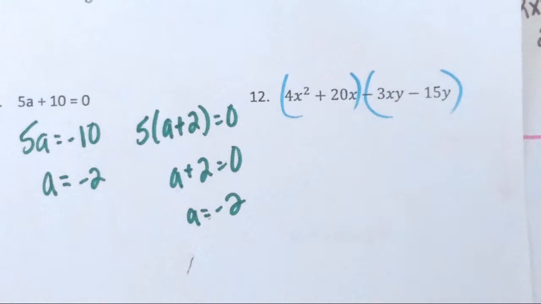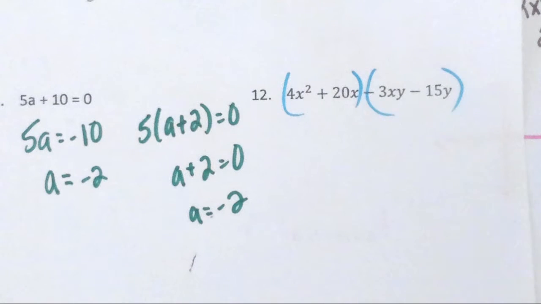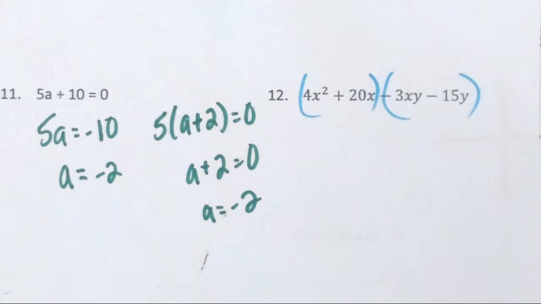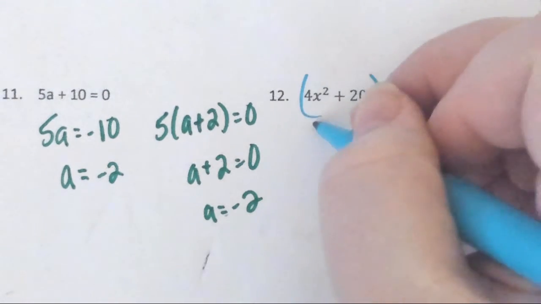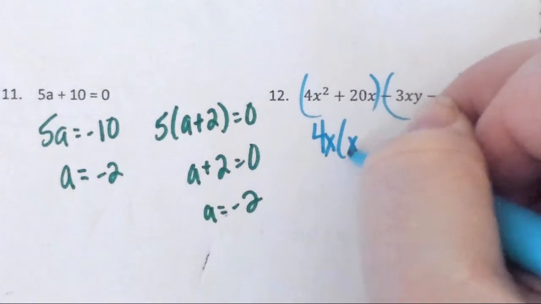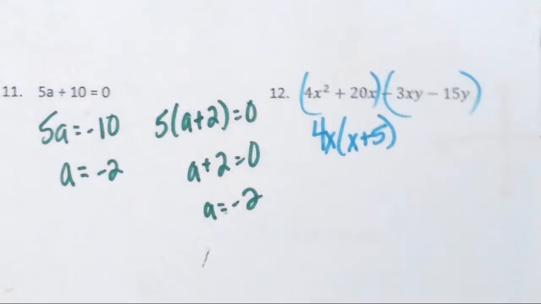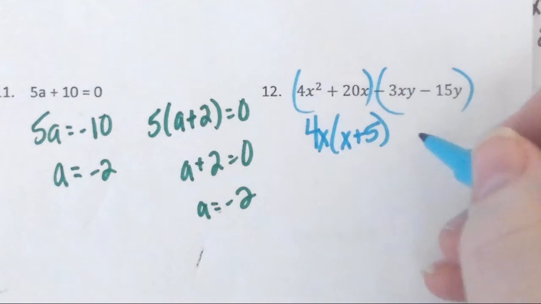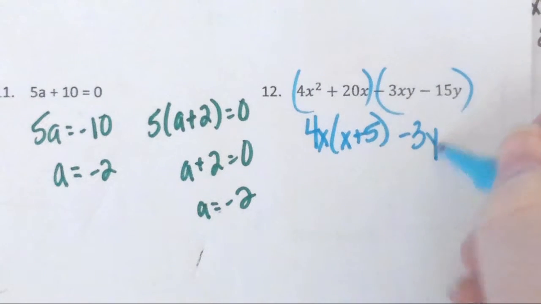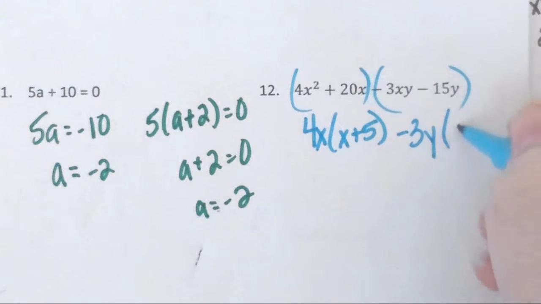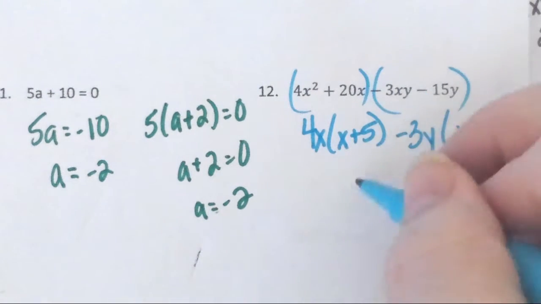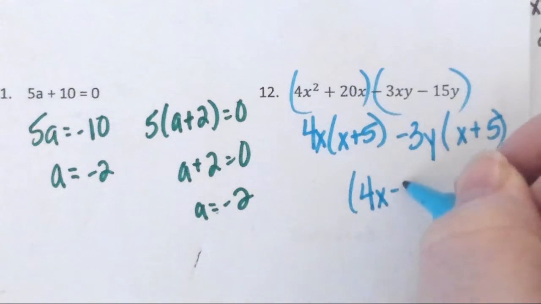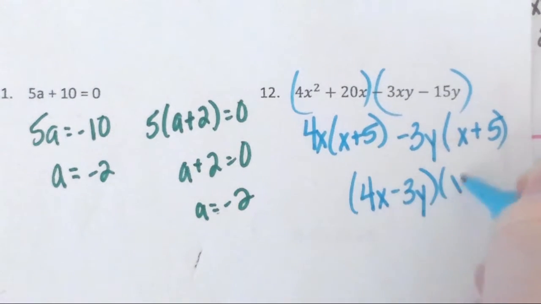Okay, on number 12, what should I pull out of that first group? Thank you, Jax. You can have your point. And on the second one, I should pull out A. Okay, and you can have your point, Nick. So I'm left with an x plus 5, and I'm happy because those 2 parentheses match. So my final answer is 4x minus 3y, x plus 5.